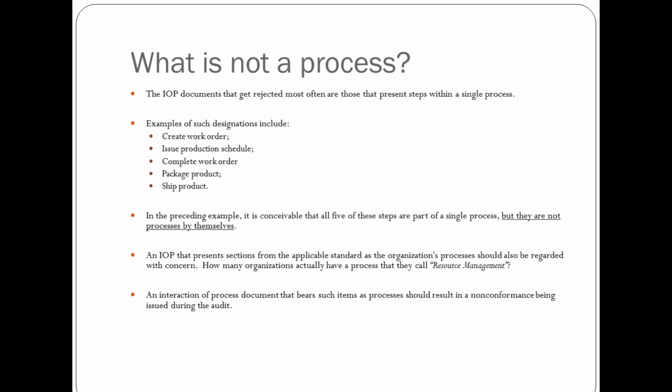Another item that would come up as problematic would be an interaction of process document that presents sections from the standard as the organization's processes. You know, these IOP documents where, for example, there is a process called resource management. That's a section in the ISO 9001 standard. That's questionable that that is what your process is. That is a section from the ISO 9001 standard. Any interaction of process document that bears these types of things as processes will likely result in a nonconformance being issued.